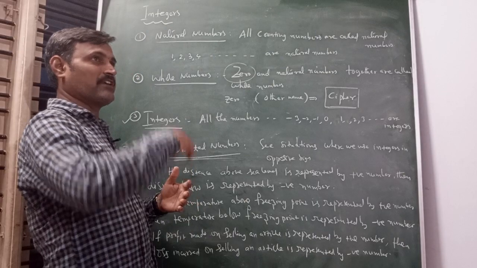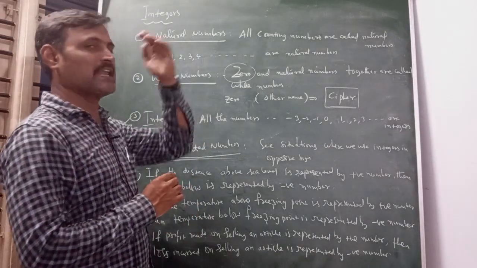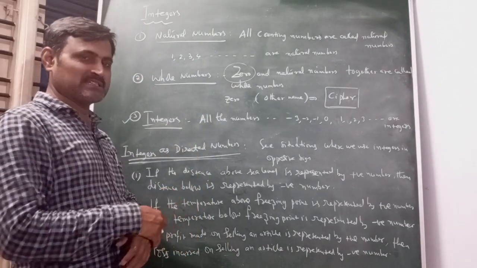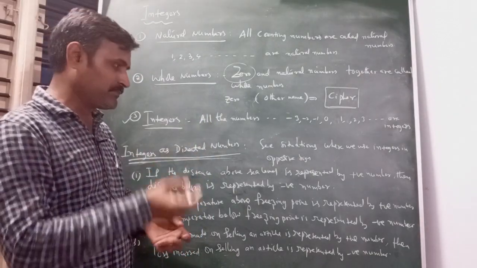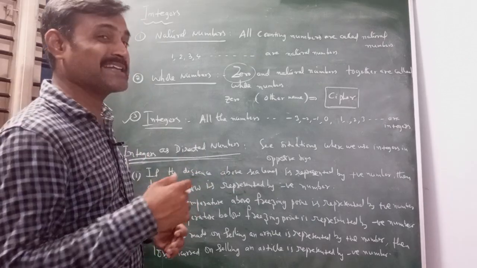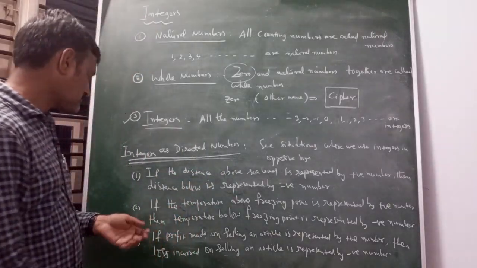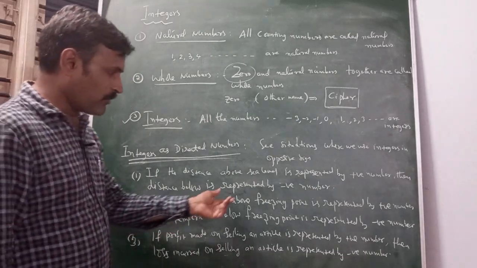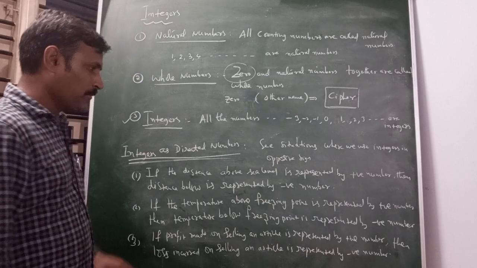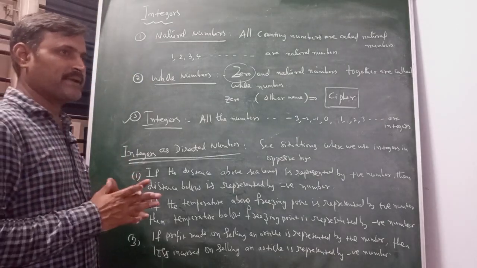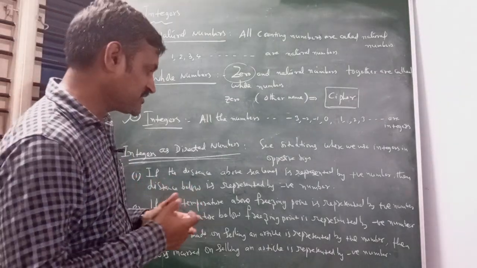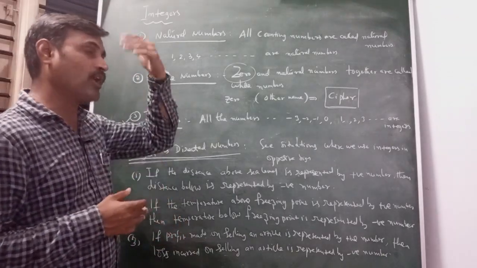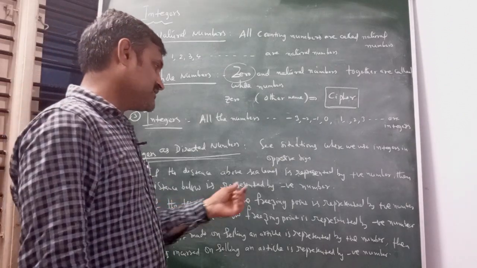So for example, 65 meters above sea level, so 65 is positive, and if it is below sea level, 35 meters, before 35 we will write minus 35 meters. That is an example. Another situation we will see: if the temperature above the freezing point is represented by a positive number. So temperature in hot summer conditions, the summer season, the temperature will be positive.